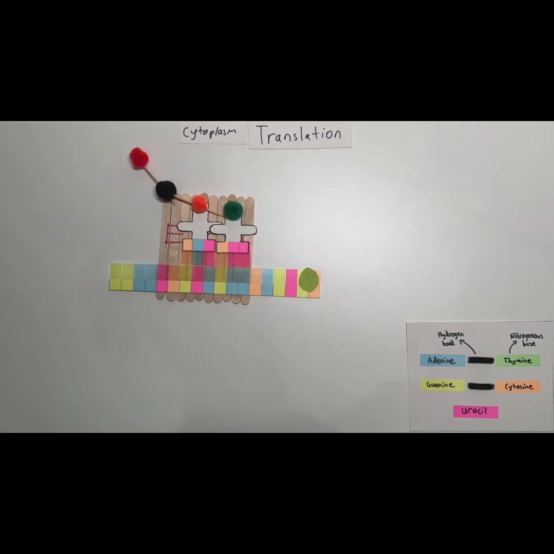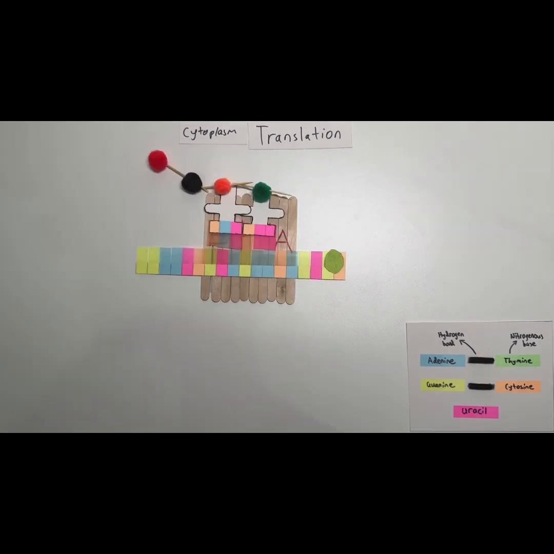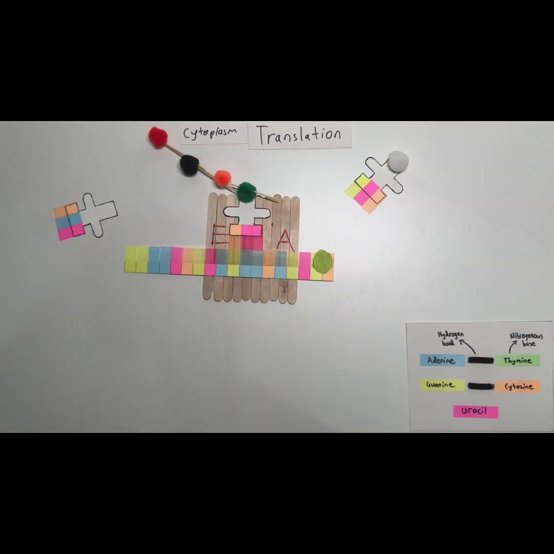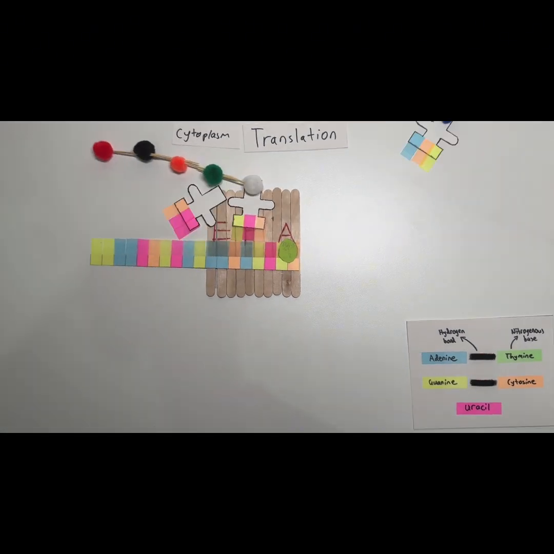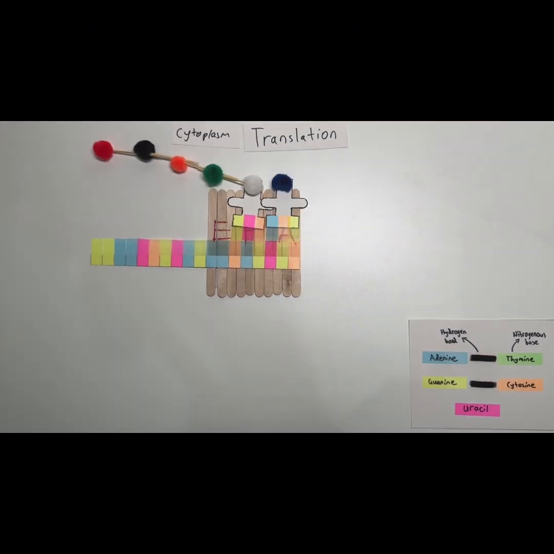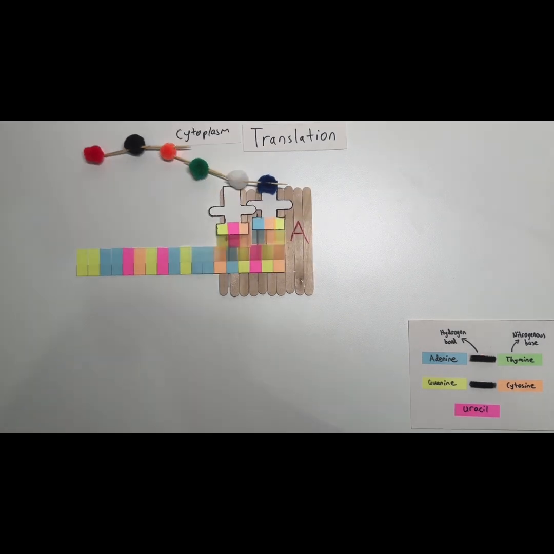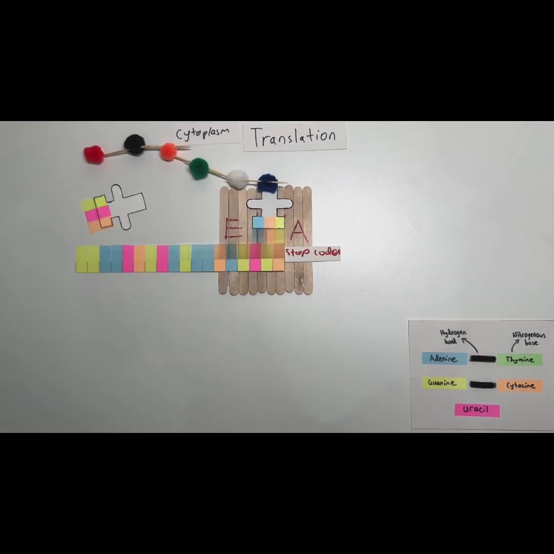GLU, GLN, and CYS. The process ends when a unique stop codon sequence is read at the A site and can be either UGA, UAG, or UAA.